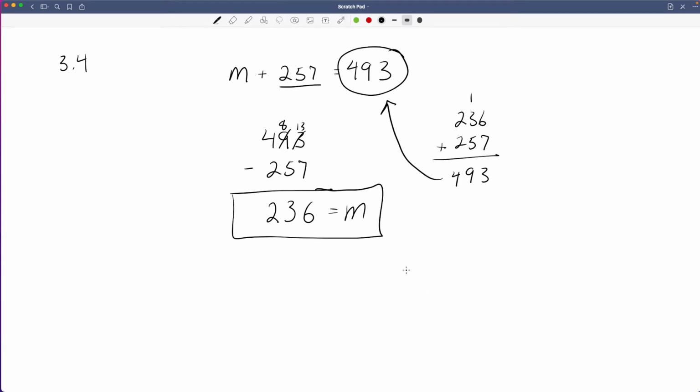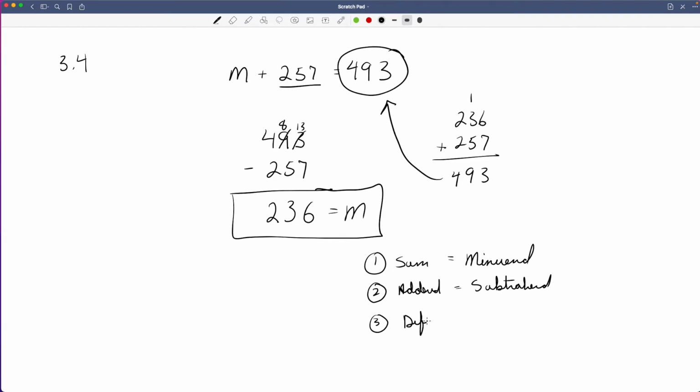You turn the sum into the minuend, and the addend that you know becomes the subtrahend, and then the difference from that is the unknown value.